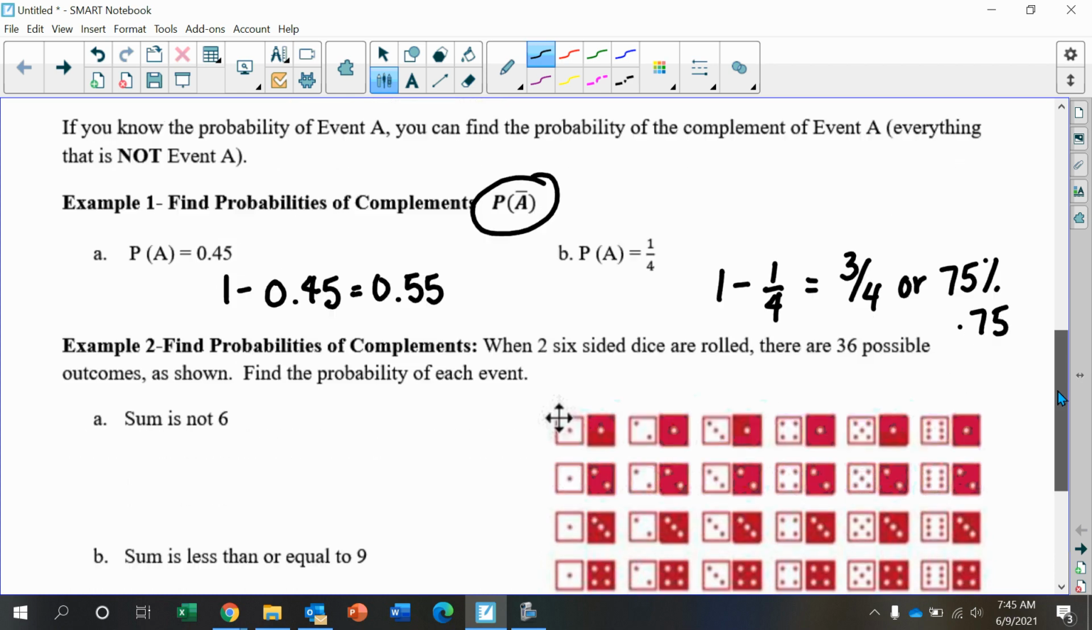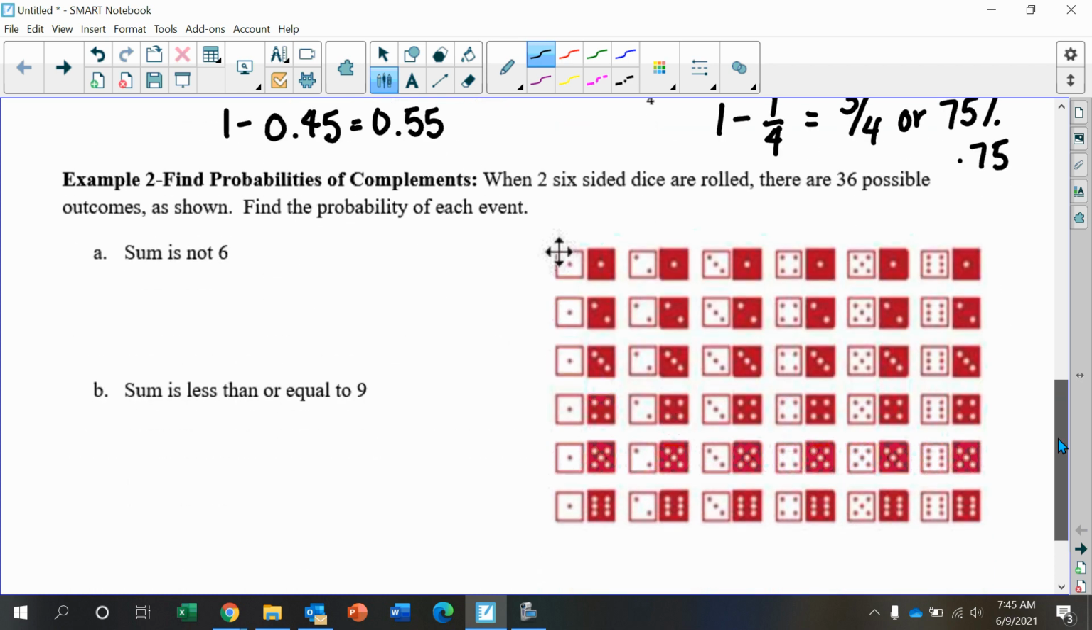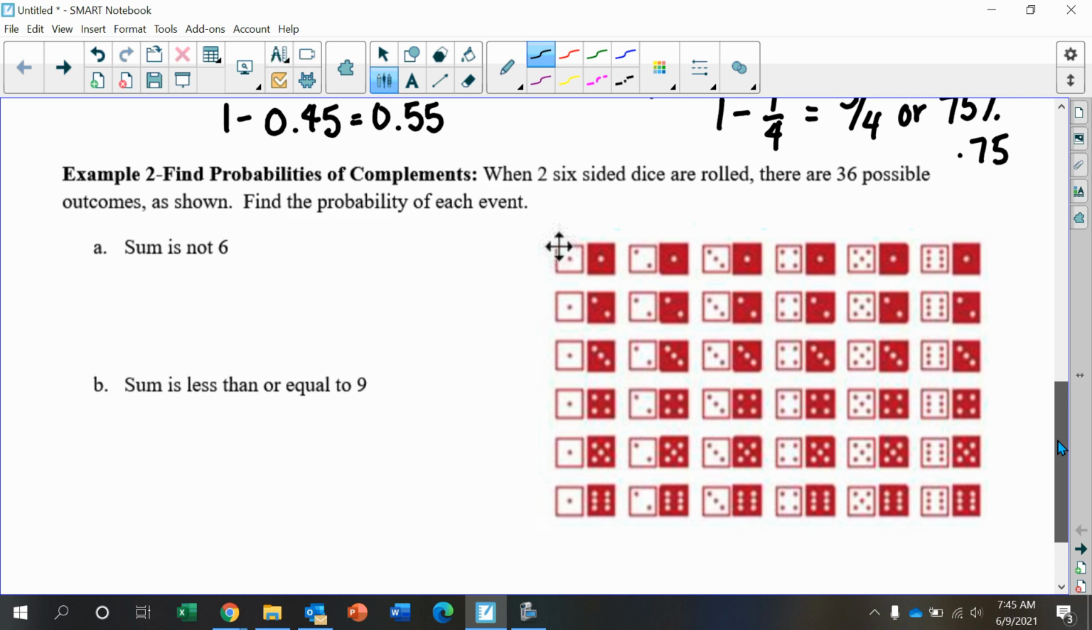I don't think this is on your quiz either, but it's definitely on the final. When 2 six-sided dice are rolled, there are 36 possibilities. So whenever I'm rolling 2 dice, there are 36 possibilities or outcomes, which I showed you. You have a graphic organizer with this picture on it that you can use.